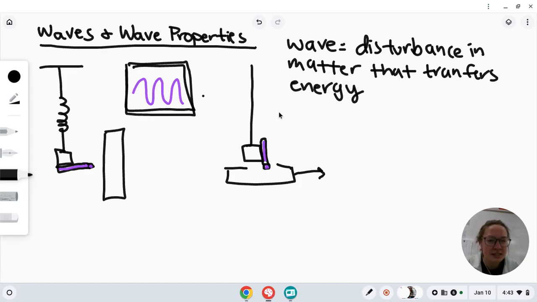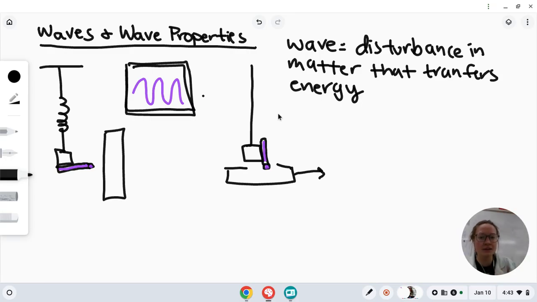A wave is a disturbance in matter that transfers energy. Here's what we mean by disturbance in matter. Have you ever seen a ripple on a pond before? If you've seen a ripple on a pond, then you've seen a wave. And the way that a ripple on a pond happens, you know this, is you take a rock or a bouncy ball or a hand and you hit the water.